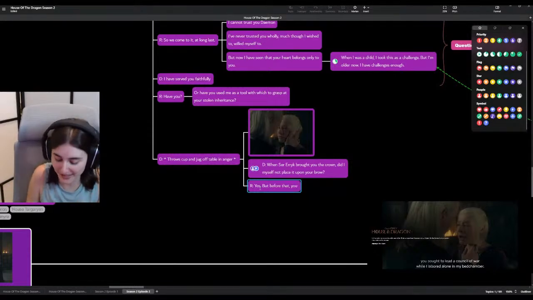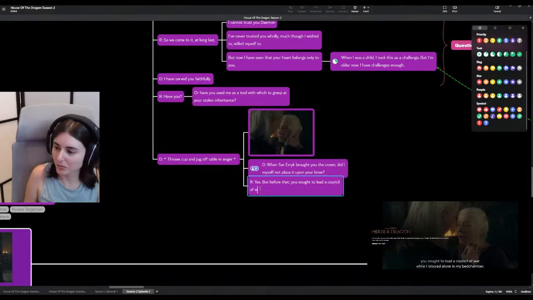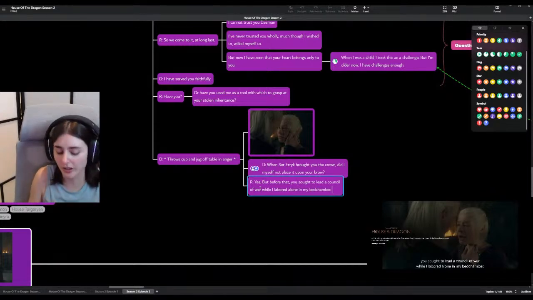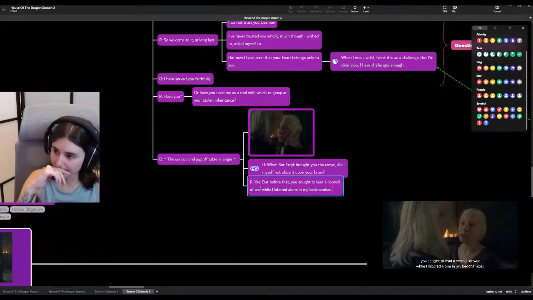But anyway, okay, just before that, you sought, and of course, what was he supposed to do? Sit and just wait? For fuck's sake! "You sought to lead a council of war while I labored alone in my bedchamber." He was supposed to be Beta and just sit and hold her hand.